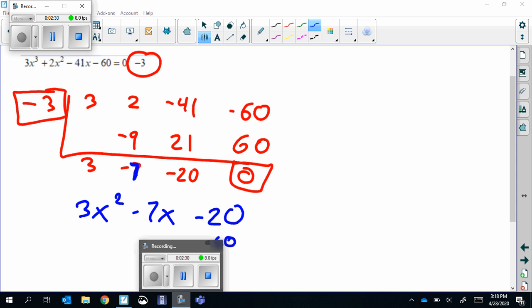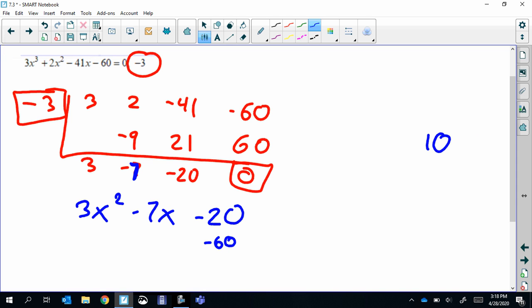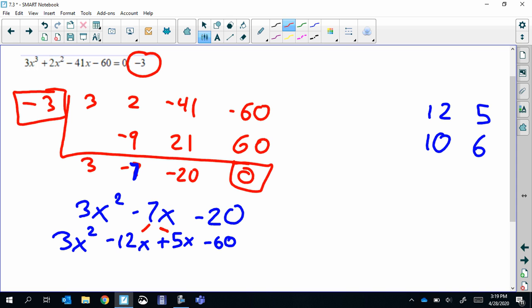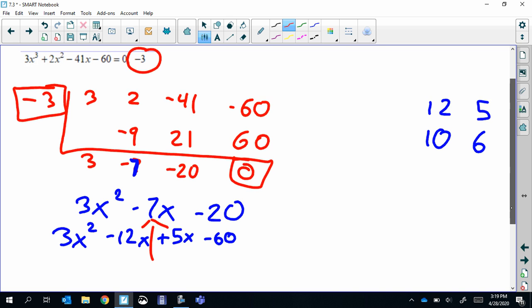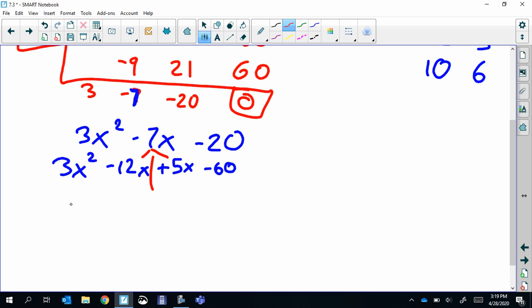What could that be? 10 and 6? Nope. How about 12 times 5? Yeah, that can get 7. So it's going to be 12 and 5. -12, +5. And then this trick that I'm using here is called splitting the middle term. 12 and 5, -12, +5 makes 7. So we're splitting that up, and then we do factor by grouping here.